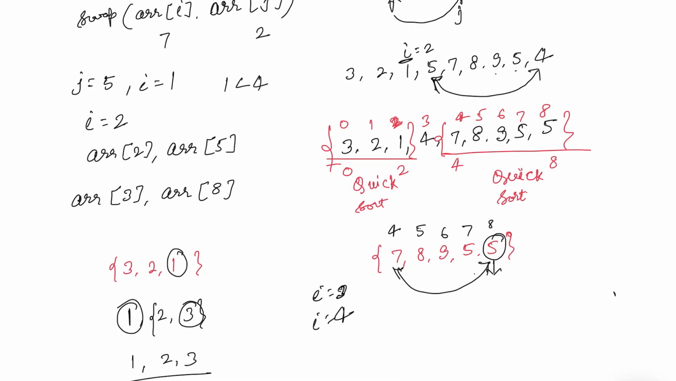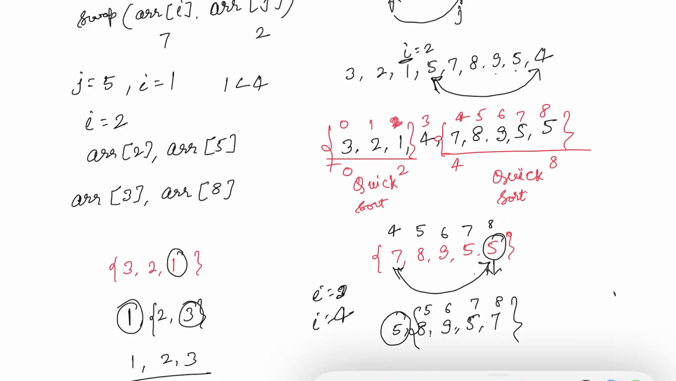So after swapping, what will happen? 5, 8, 9, 5, 7. See, 5 will be swapped with 7, and 8, 9, 5 will be in the same position. So this 5 is now in its correct position. All the elements lesser than 5 will be in the left direction, but no elements are lesser than 5, so nothing is in the left direction, and all elements greater than 5 will be in the right direction. Its indices are now 5, 6, 7, 8.